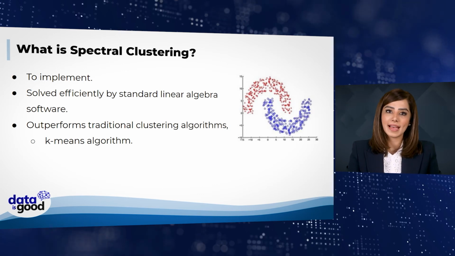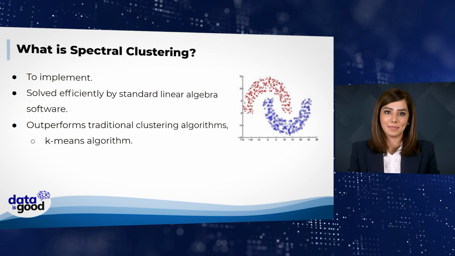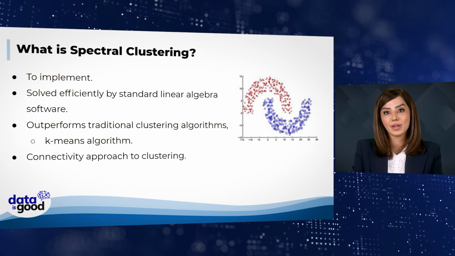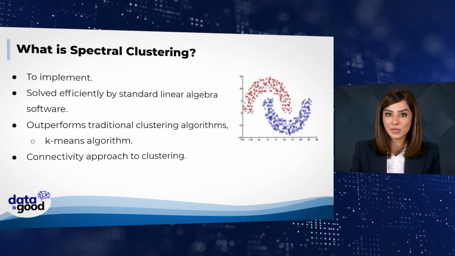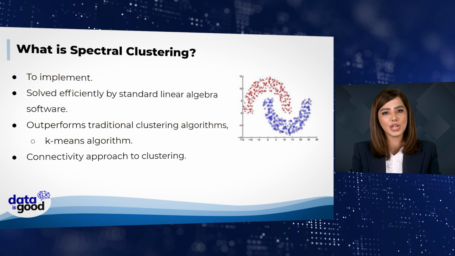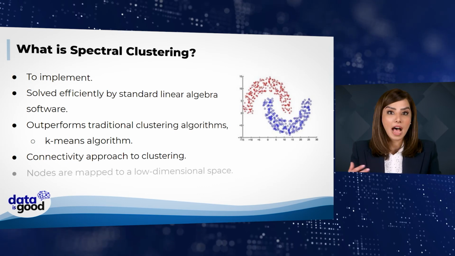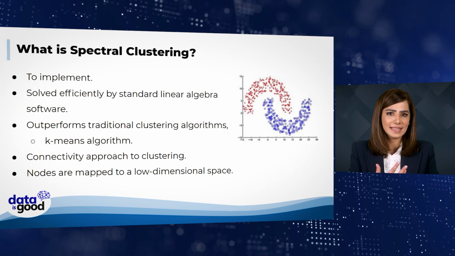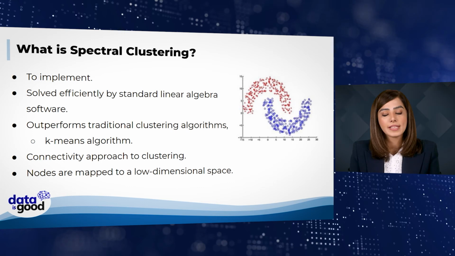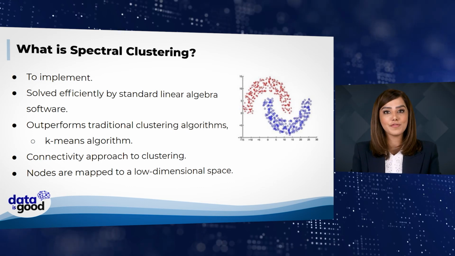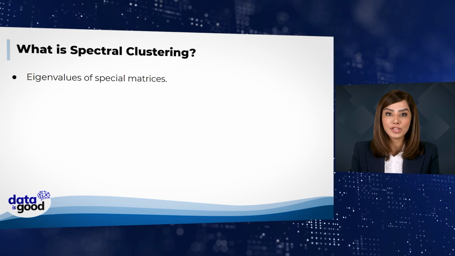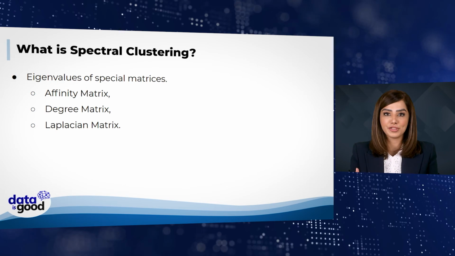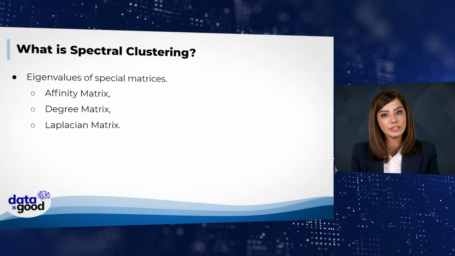Now let's try to understand spectral clustering in depth. Spectral clustering uses the connectivity approach to clustering, wherein the communities of nodes, that is the data points which are connected or immediately next to each other, are identified in a graph. After that, these nodes are mapped to a low-dimensional space that can be easily segregated to form clusters. Spectral clustering uses information from the eigenvalues, the spectrum of special matrices, that is affinity matrix, degree matrix, and Laplacian matrix, derived from the graph or the data set.